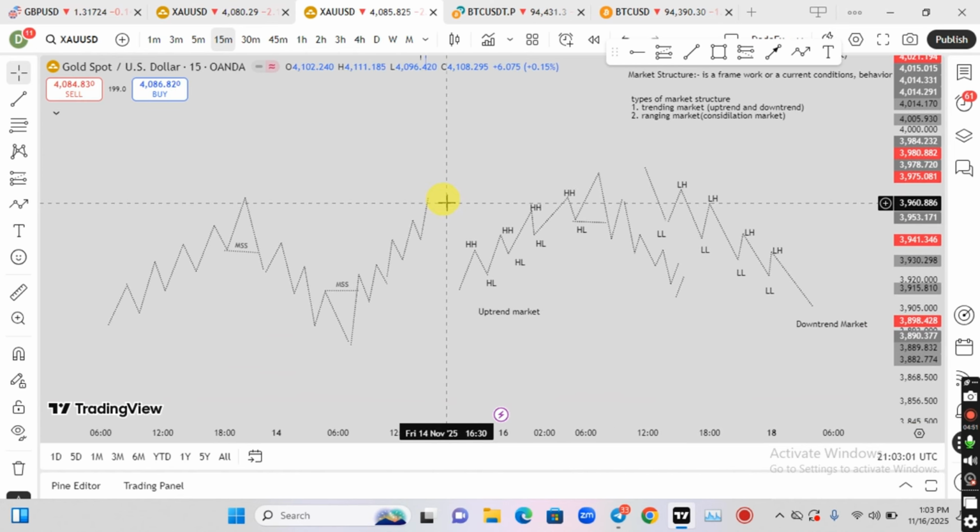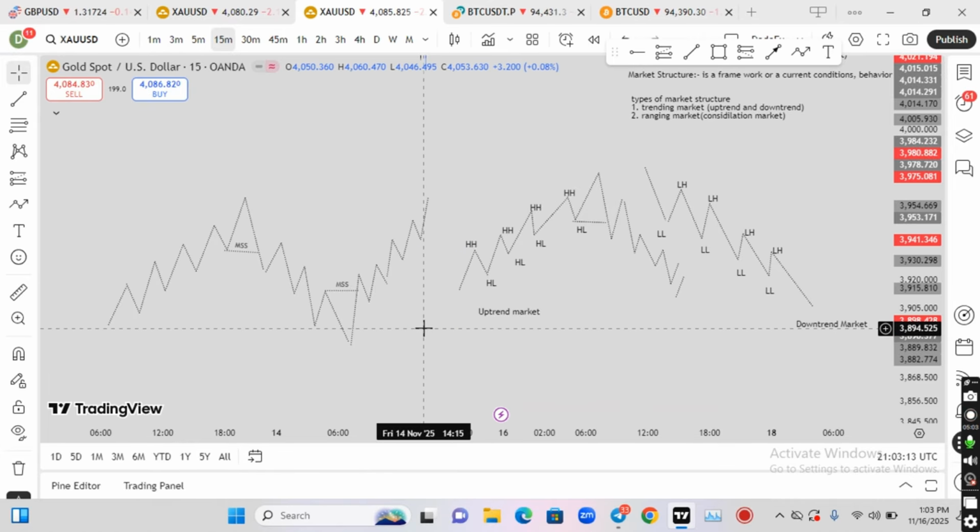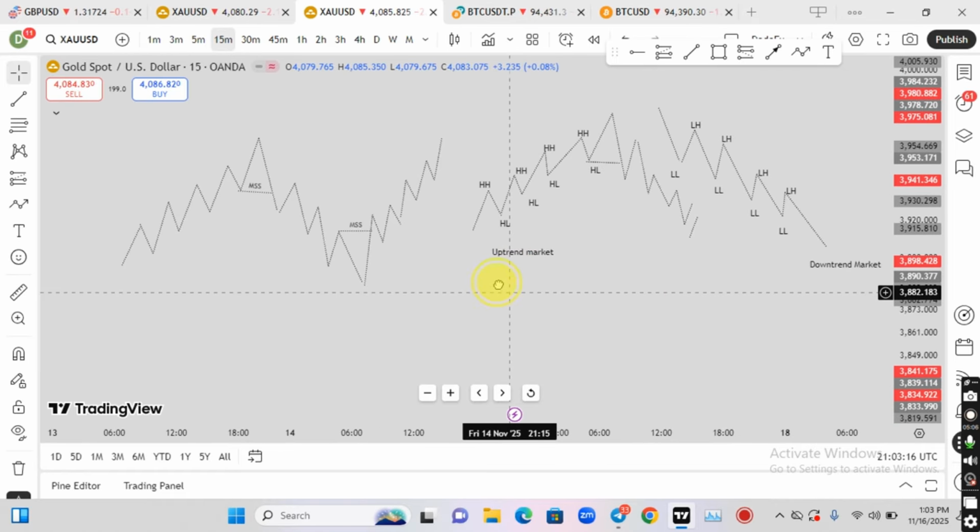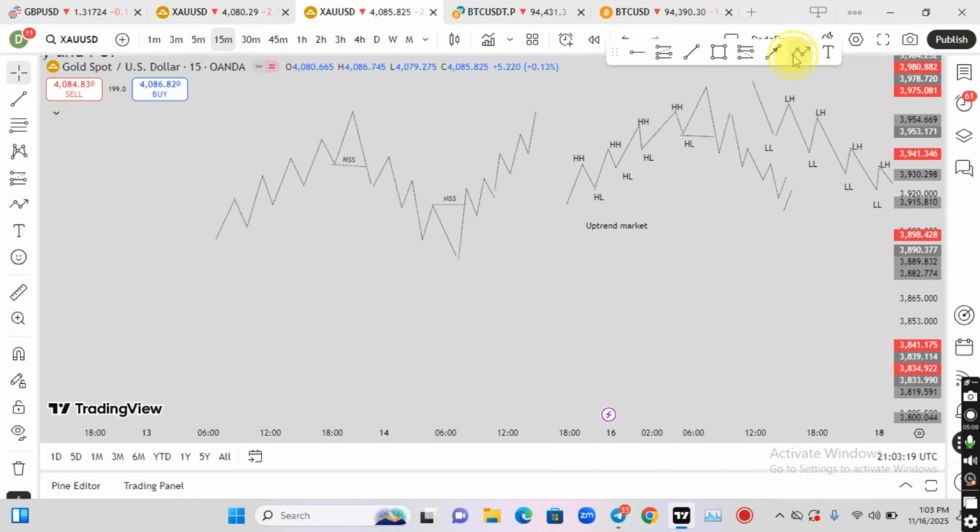So for the break of structure, it is when price breaks a recent level, that is the resistance level or the support level, to continue its current trend. I'll differentiate the both of them for you. Remember, in the MSS, when price breaks the recent levels, it changes direction, right? In MSS, it's an indication that the current trend is about to end and a new trend is about to start. That's for the market structure shift.